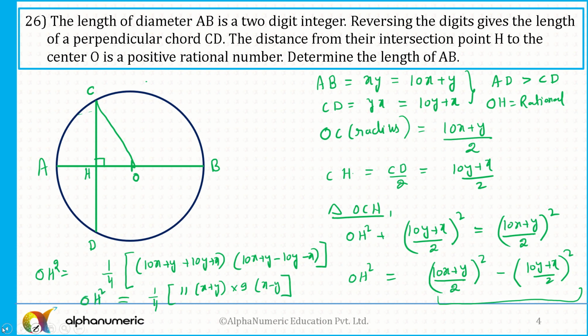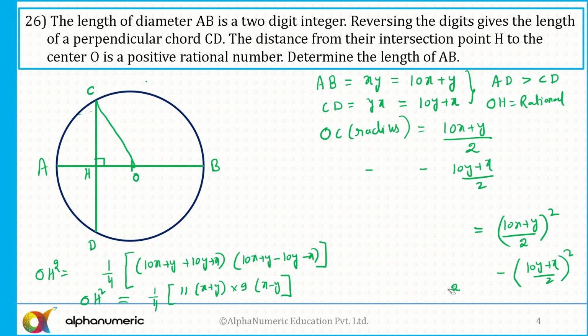So what is the value of OH? Now we know that OH is a rational number. So just remember one thing, all of you: the value of OH is a rational number. So let me write down this equation again. All right, just give me a second.